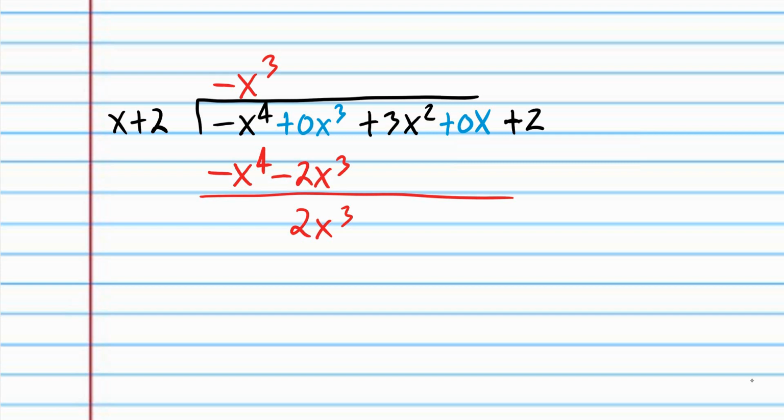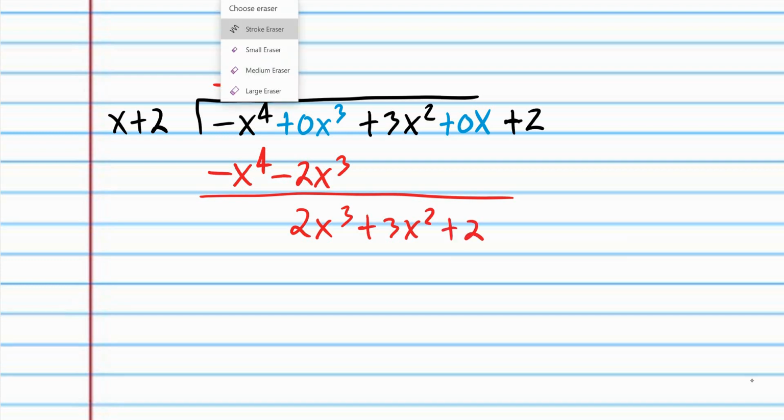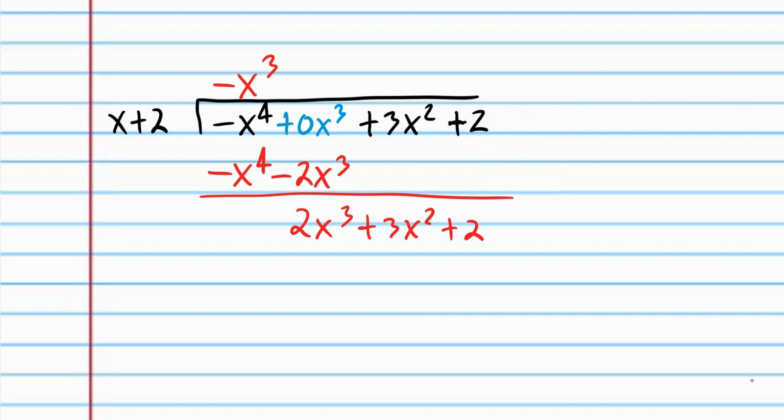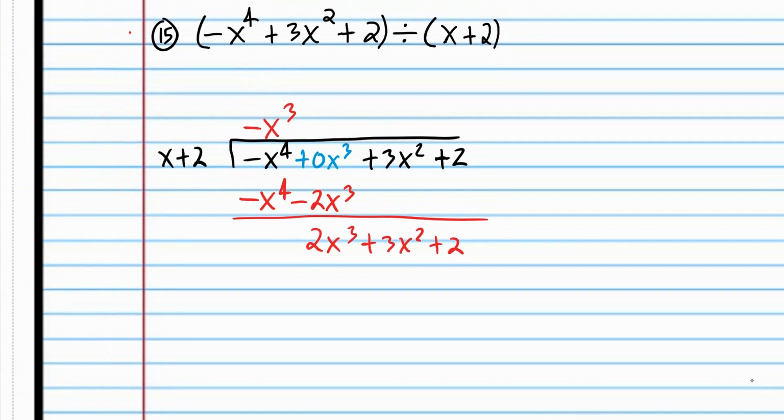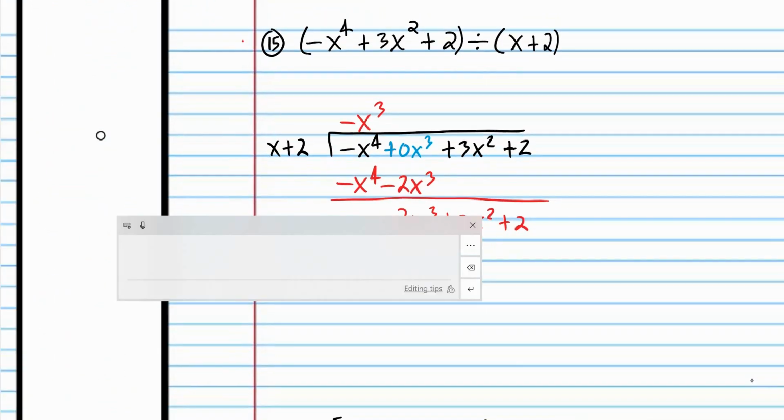So now we subtract, and we get 3x squared and 2, but we're not really subtracting anything from that term, so we don't need that. And so there you go. So now we're going on to cycle number 2.